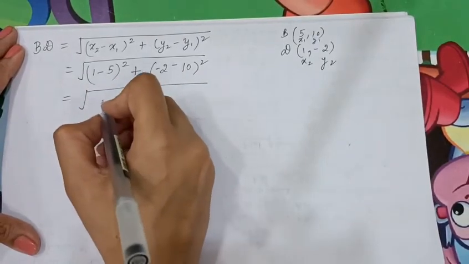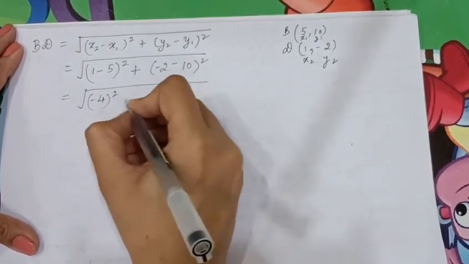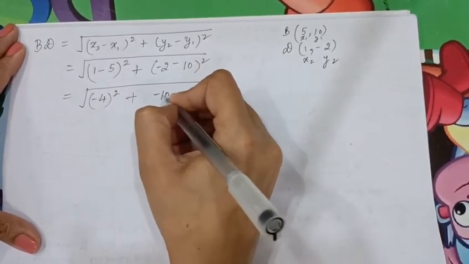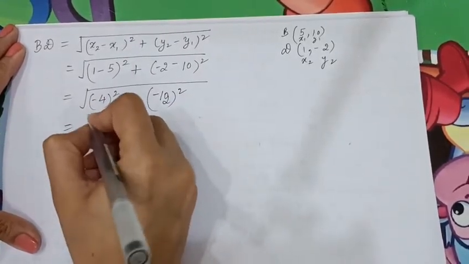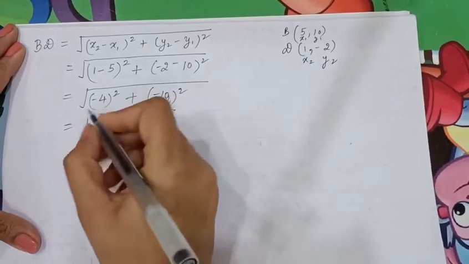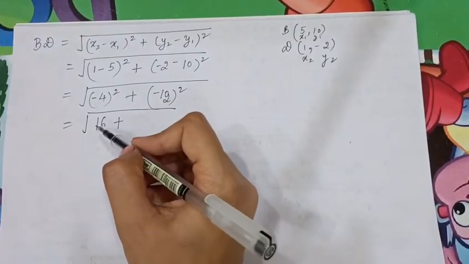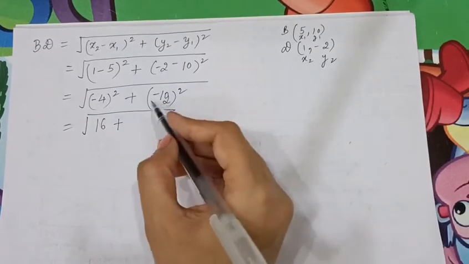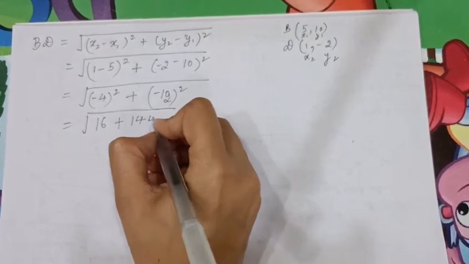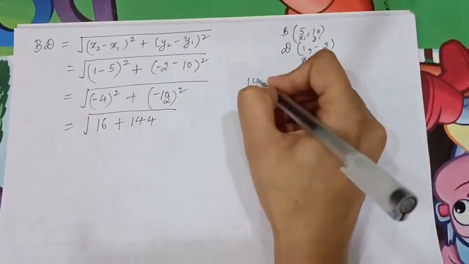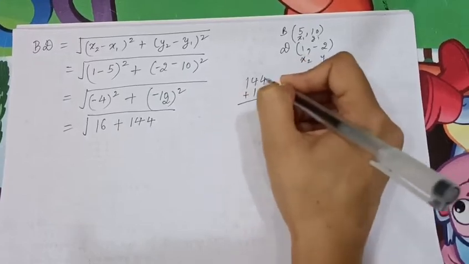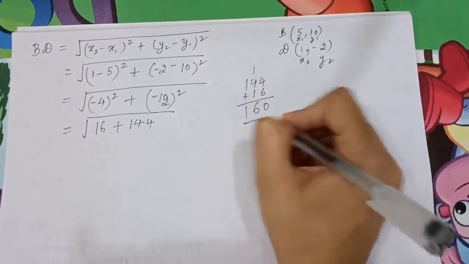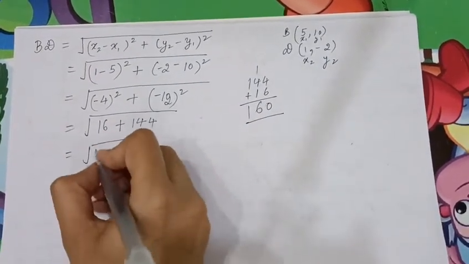So 1 minus 5 is minus 4 whole square, plus minus 2 minus 10 is minus 12 whole square. So 4 the square is 16. The square of a negative is always positive, so you have to remember this. So minus 4 the square also is plus 16. Minus 12 the square also is 144. So 144 plus 16, so 160 under the root.